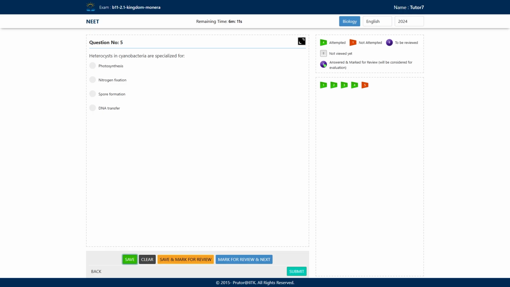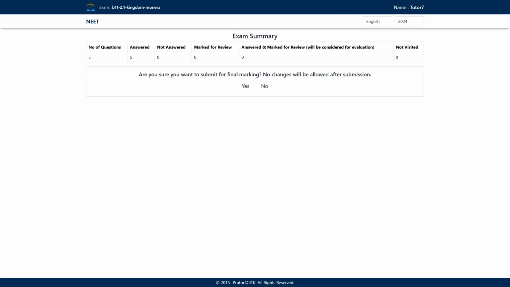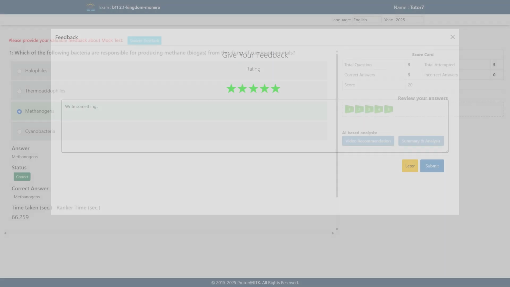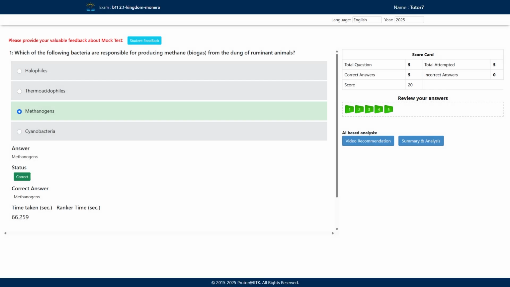Next question: heterocysts in cyanobacteria are specialized for what? What is the function of heterocyst? The options are photosynthesis, nitrogen fixation, spore formation, or DNA transfer. So the answer is nitrogen fixation. So we have completed the DPP also. All our answers are correct.